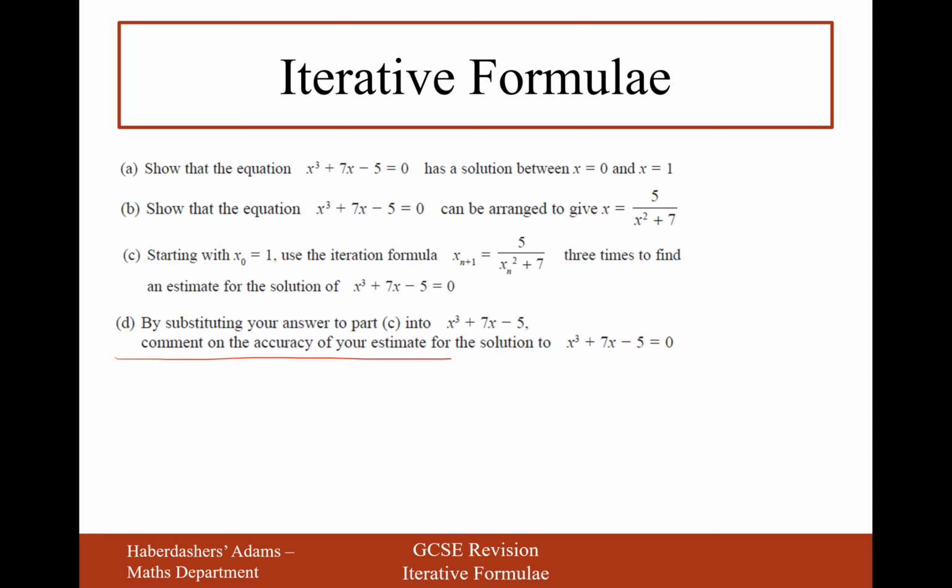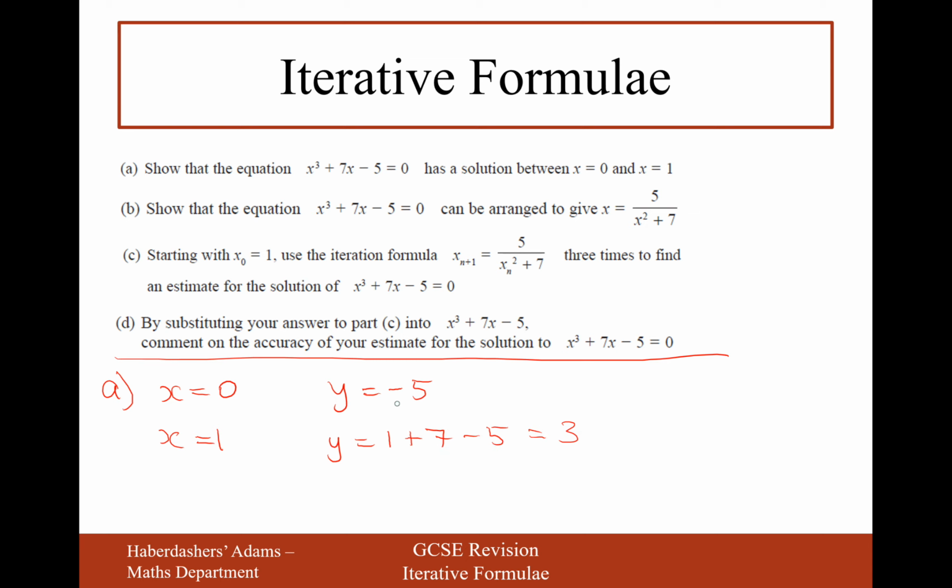Okay, so let's have a go at part A first then. Show that the equation x cubed plus 7x minus 5 equals 0 has a solution between 0 and 1. Okay, well we can do this without a calculator. When x equals 0, y will equal minus 5. 0 plus 0 minus 5, that will be minus 5. And then when x is equal to 1, y will equal 1 plus 7 minus 5, which will equal 3.